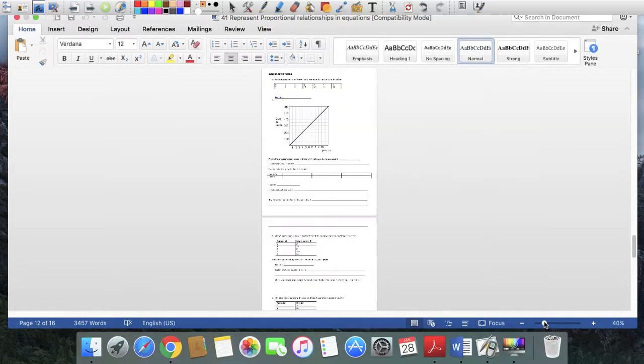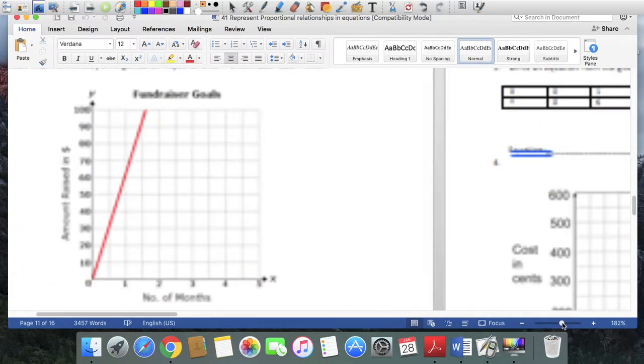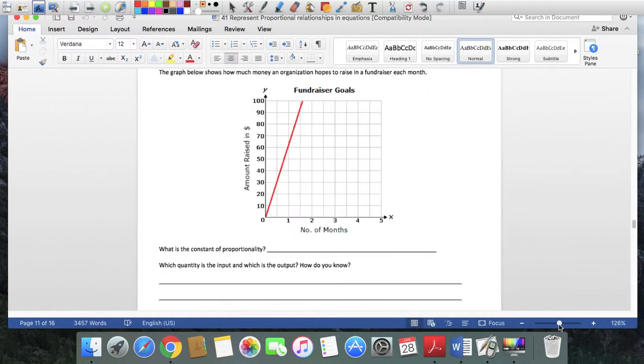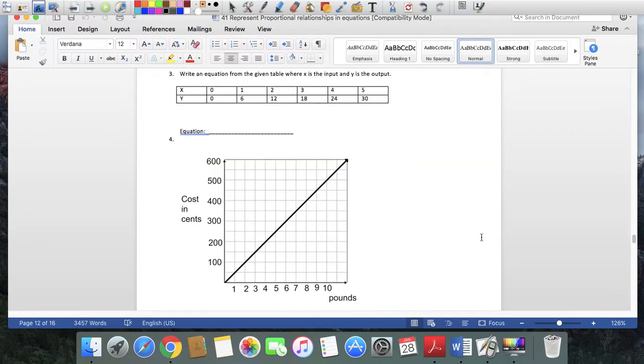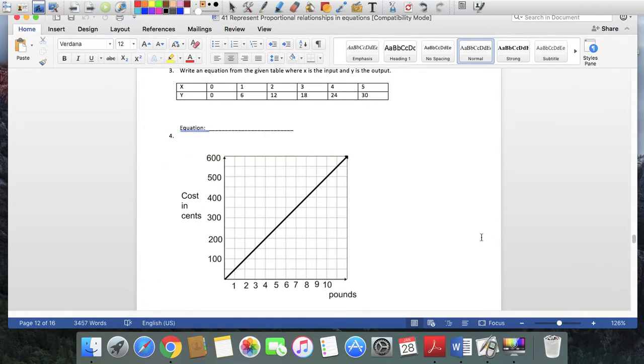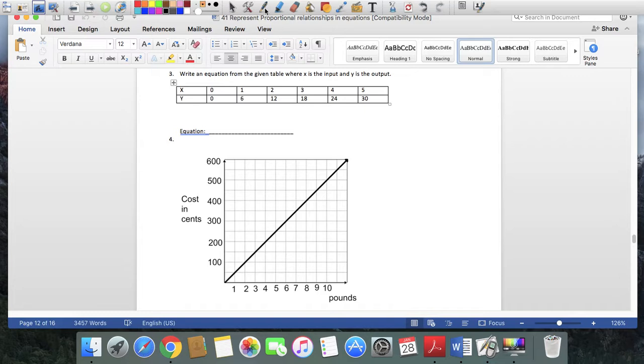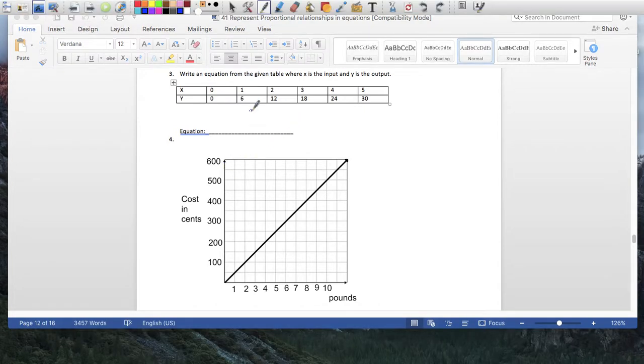Okay, let's move on here. I don't want to make it too small. Where are we? Okay, here. No, we already did that. So this one is writing an equation from the given table. Okay, so now this table, and apparently we're using a table.